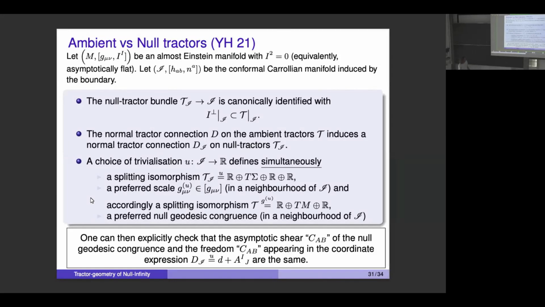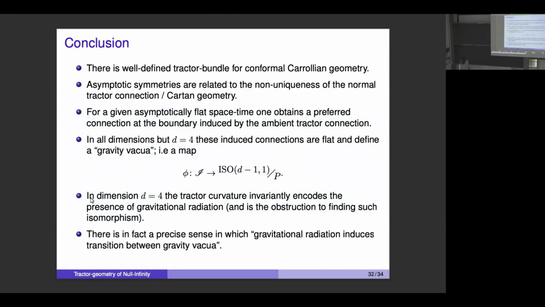Indeed. So you have these tractors in the bulk, and you identify them. There is a sub-bundle of these bulk tractors which get identified with your boundary tractors. And then by choosing this U, you can choose coordinates, you can trivialize everything at the same time. Then you can compare and check that everything makes sense. Okay, so null geodesic congruences are of course choices, and they split your tractors. Now this was very quick.